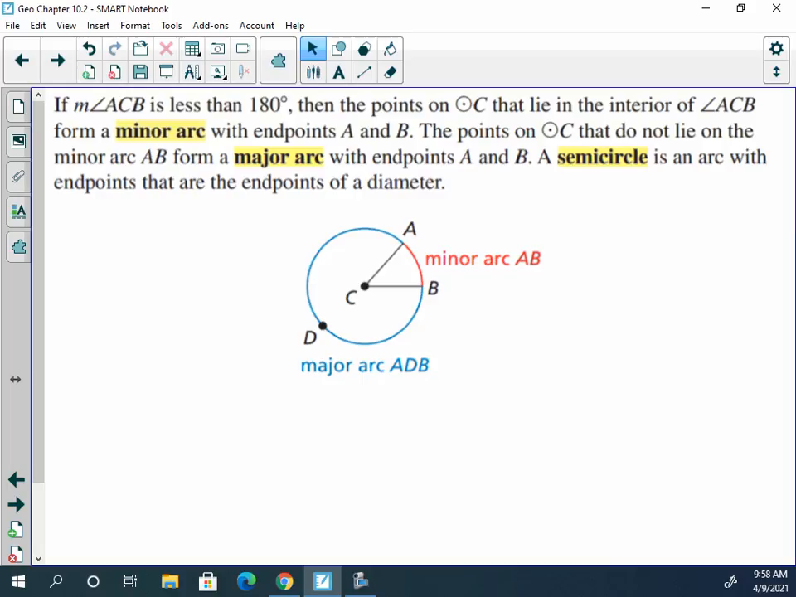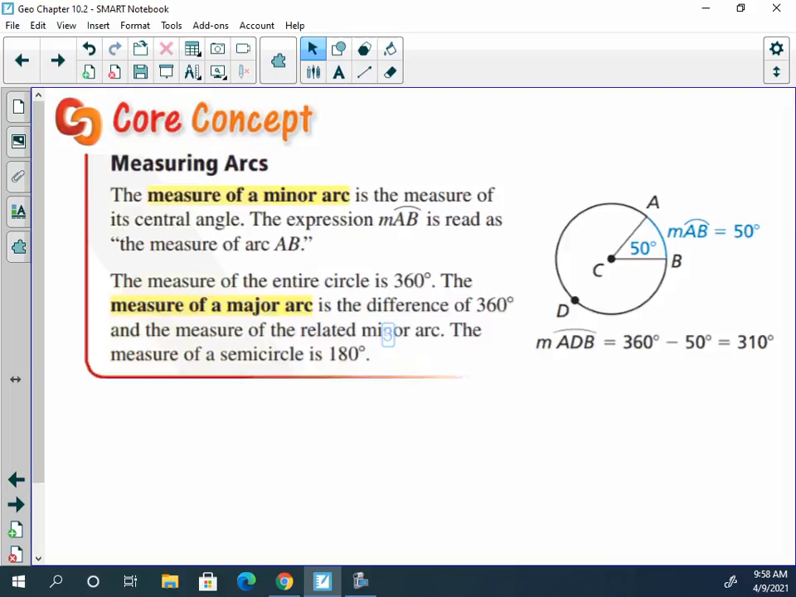So if the central angle ABC is less than 180, then the points on C that lie in the interior of ABC are a minor arc. If it's greater than 180, it's a major arc. And if it connects to the endpoints of the diameter, it is exactly 180. So here's a little bit more specific definition.